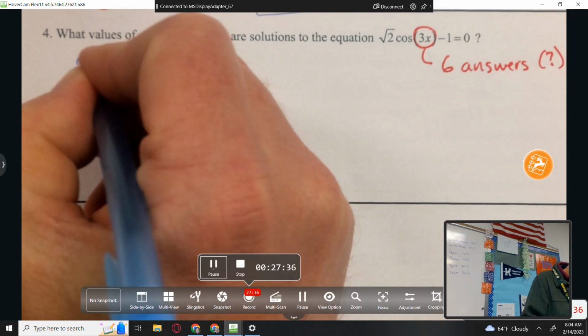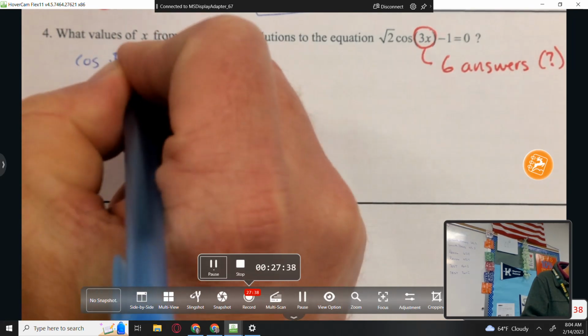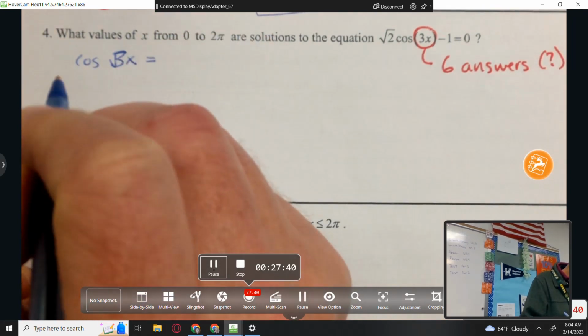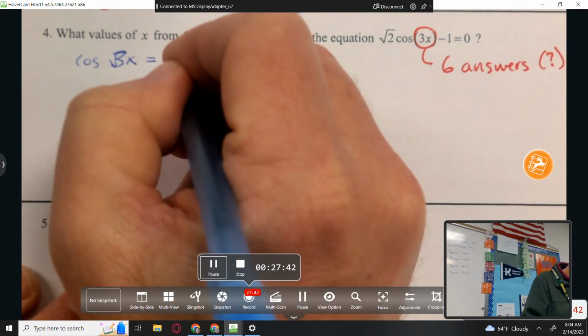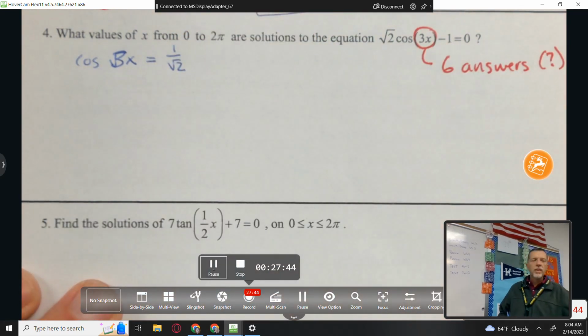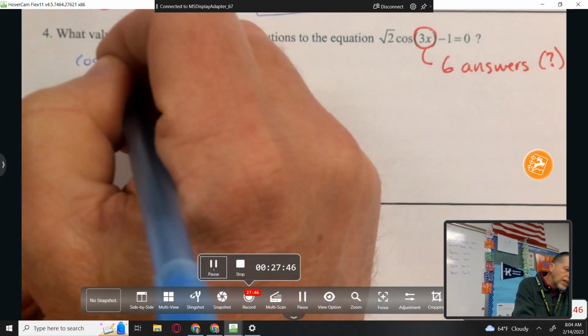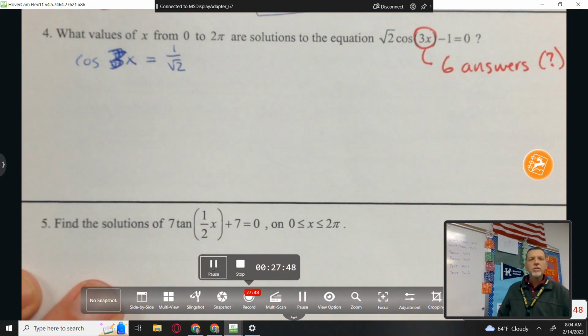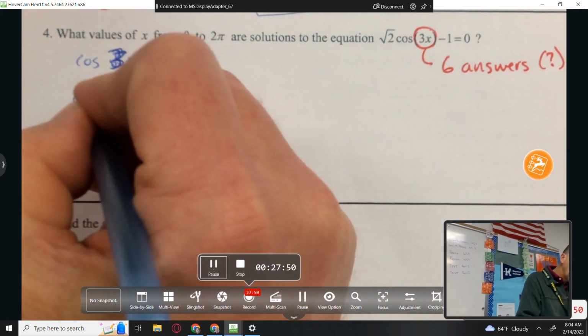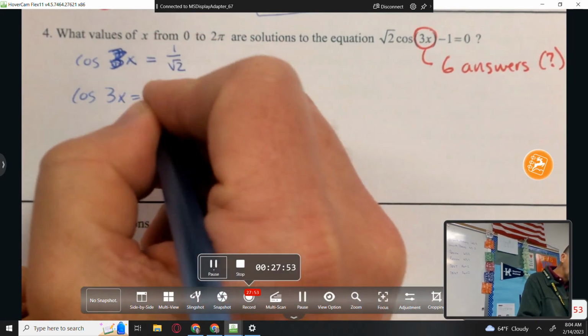So a little bit of algebra to start with. Cosine of 3x equals 1 over square root of 2. That's a 3 right there. Cosine of 3x equals 1 over square root of 2. Let's fix that so it looks more familiar. Root 2 over 2.